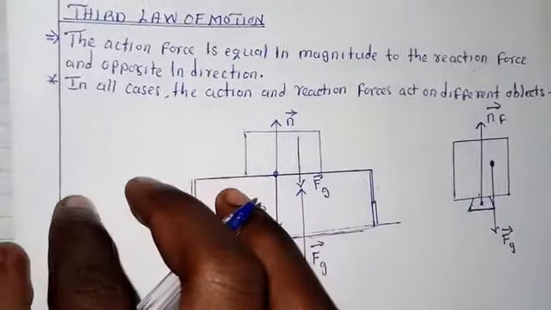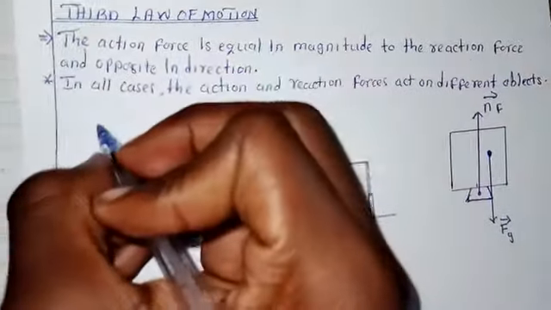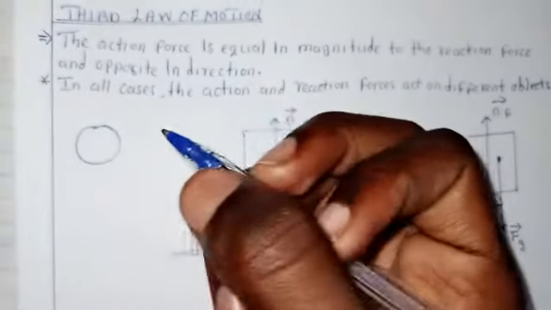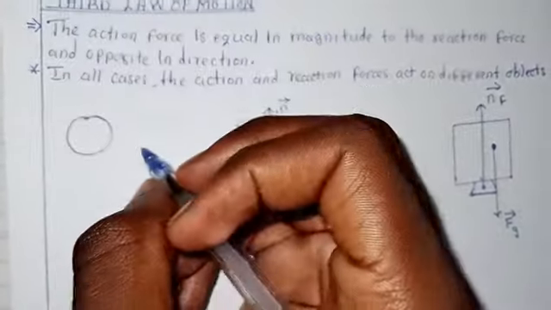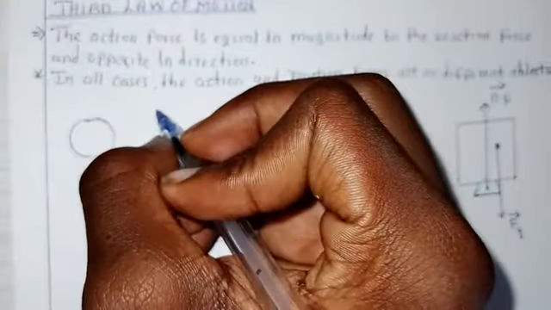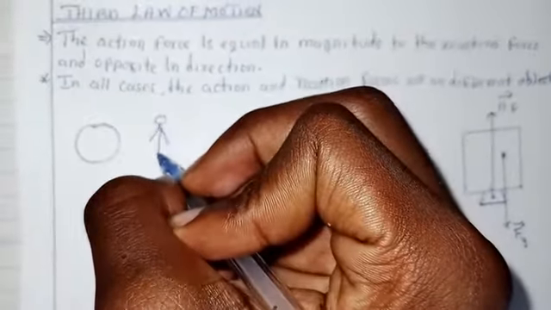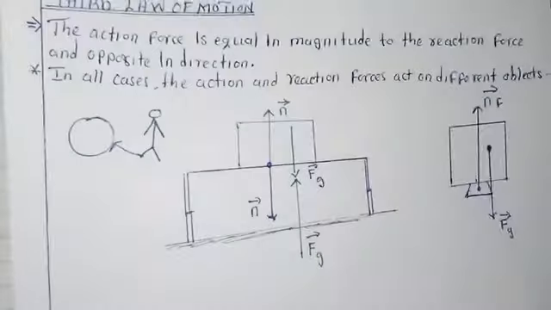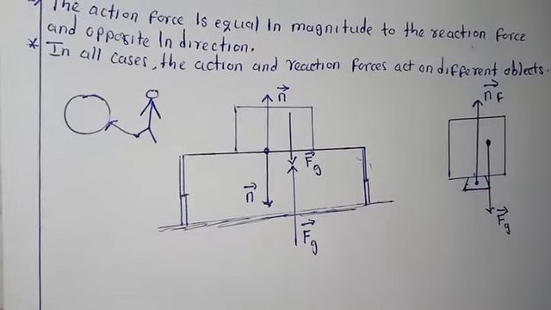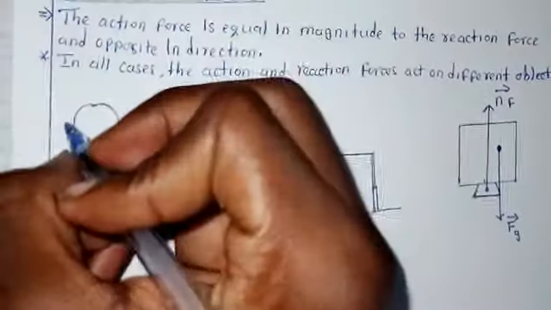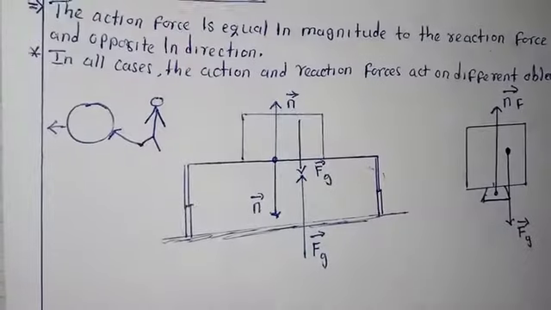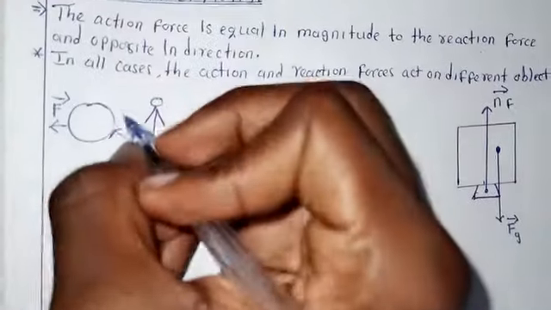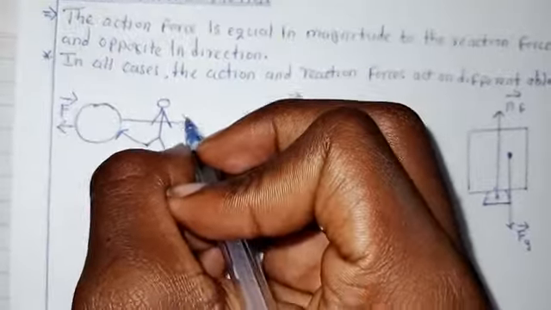Because if, for example, let's say you have a ball here. If you are standing here, then you hit this ball at this point, then you are exerting a force in this direction. There is a force you are exerting in this direction, but at the same time, there is a force this ball is exerting on you in this direction.